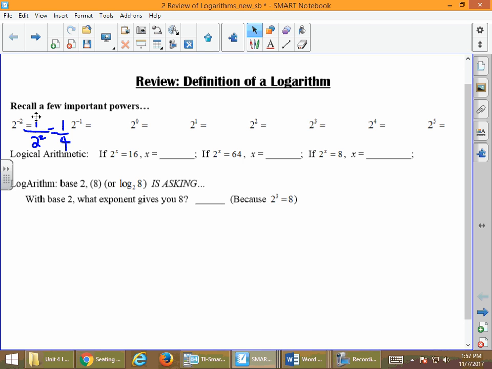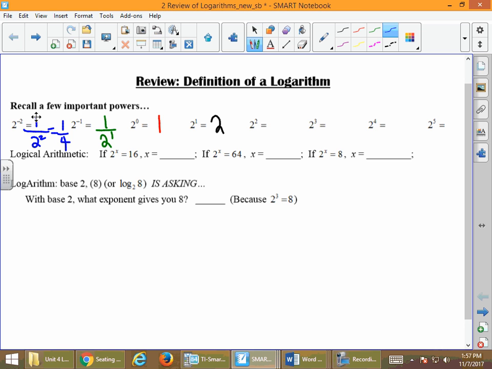2 to the negative first, we flip and change the sign on the exponent. It becomes 1 over 2 to the first, and we don't even really need to write the 1. 2 to the 0 is 1. 2 to the first is 2.